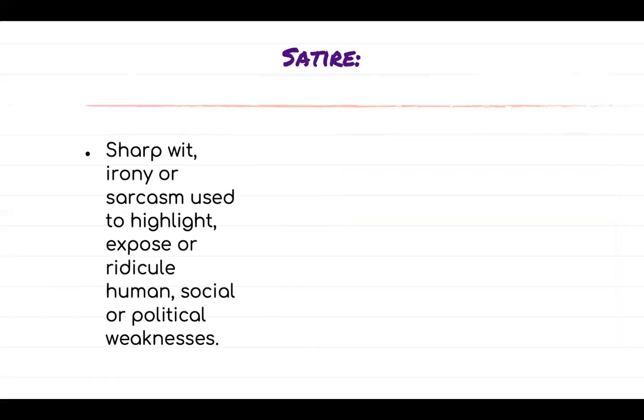Satire, remember, is a sharp wit, irony, or sarcasm that is used to highlight, expose, and or ridicule human, social, or political weaknesses. Don't forget, guys, with satire, the aim is to correct while highlighting those particular issues. So you're not just bringing out an issue, you're bringing out an issue and then highlighting that issue as well as the meaning behind that issue.